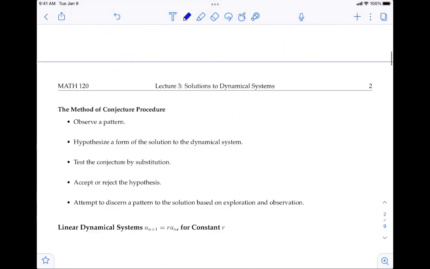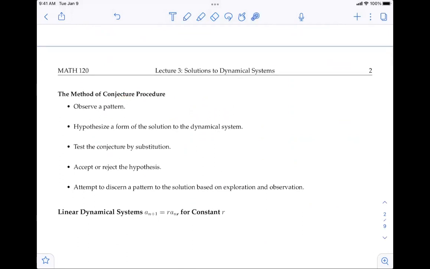Okay. And there is a certain procedure for this method of conjecture, right? So the first step is to look for the pattern, observe the pattern, and hypothesize the form of the solution to the dynamical system. That's what we did, right? And test the conjecture by substitution. And then if it works and gives you a true statement, then you can accept the hypothesis. If the conjecture doesn't work, then you reject the hypothesis and look for another form of the solution. And then the last step is to attempt to discern a pattern in the solution based on explorations and observations.